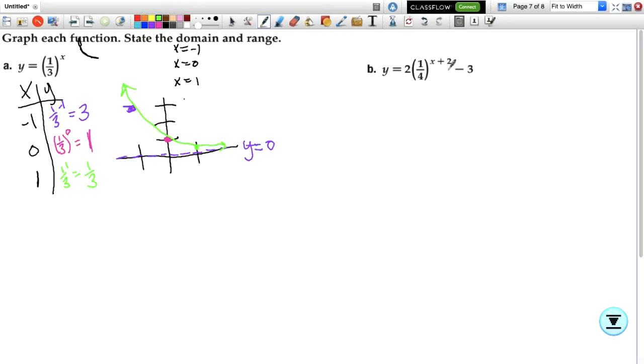If you want to, feel free to pause this one, but I am going to go through this one in its entirety right now. So I'm going to look at the exponent. I notice this b value right here is less than 1 but greater than 0. So it's going to be exponential decay.